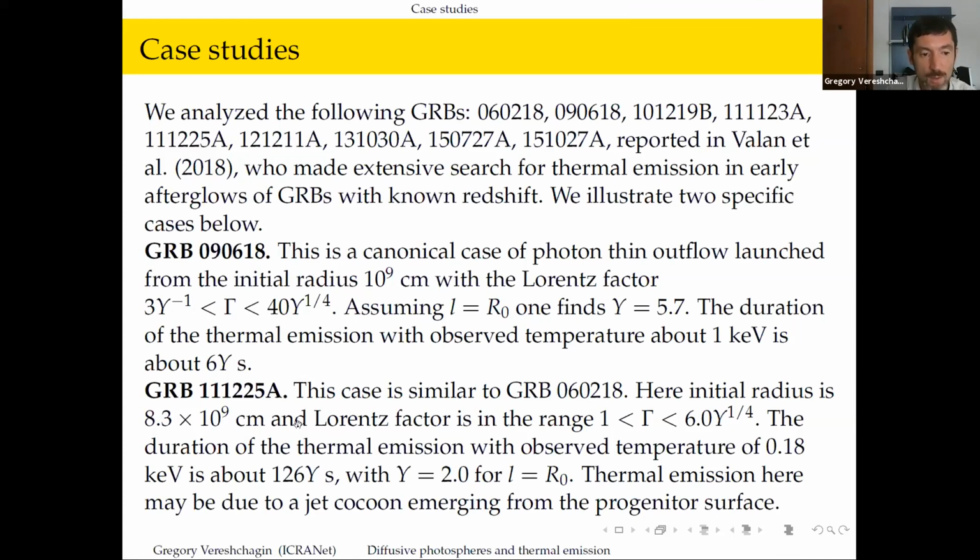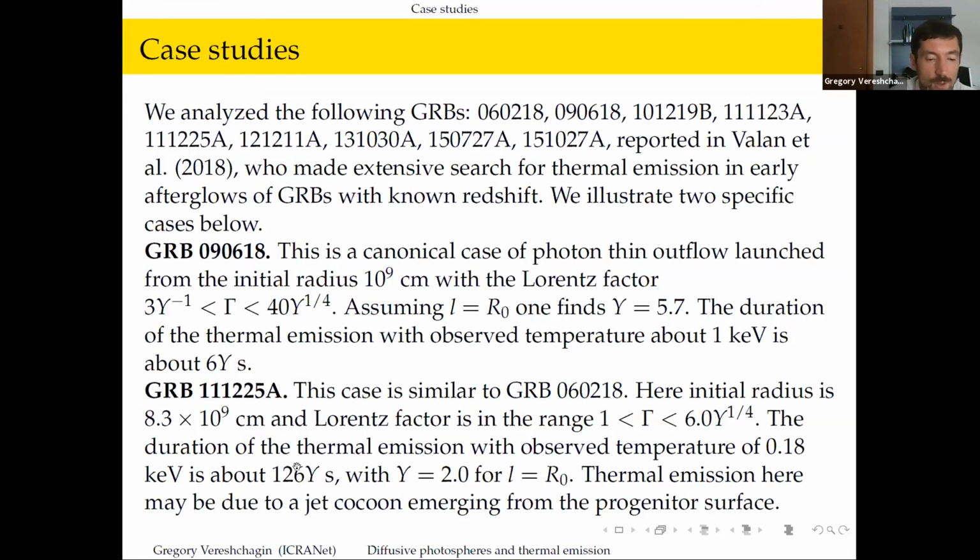Another typical case is represented here by 111225A. And this is also, by the way, similar to the famous 060218. Here we're talking about an initial radius quite similar, about 10^9 centimeters, larger than the one in the previous case. And the Lorentz factor range is between basically 1, so almost non-relativistic, up to 6, right? And the duration in this case would be up to 100 seconds, and the average temperature is 0.18 kiloelectron volt. So these two cases have different Lorentz factors, ultra-relativistic in the first case and possibly mid-relativistic in the second case.